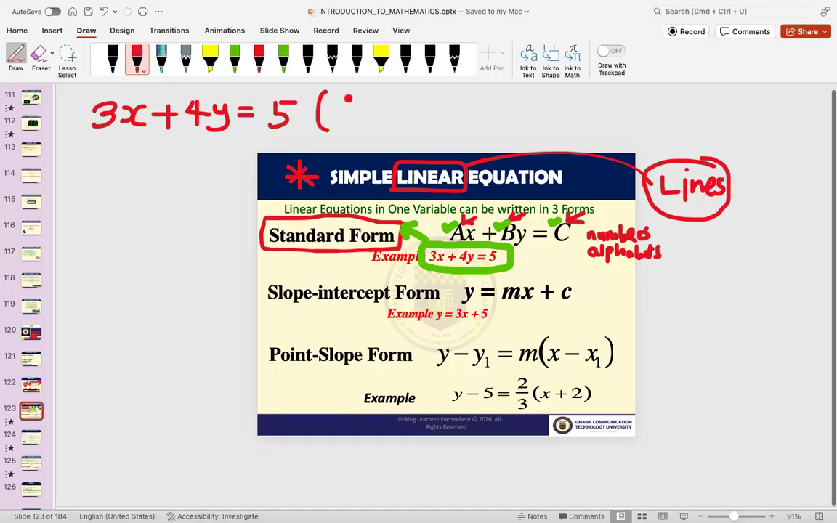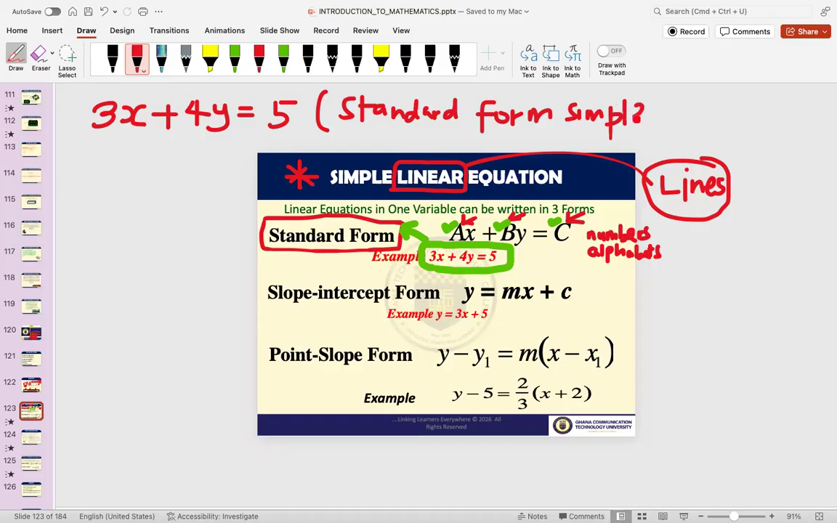we call this one standard form simple linear equation. Standard form simple linear equation. So that is our first example.